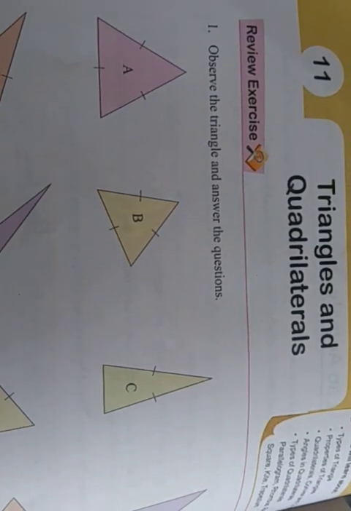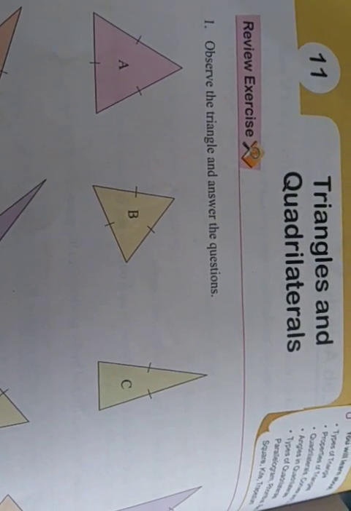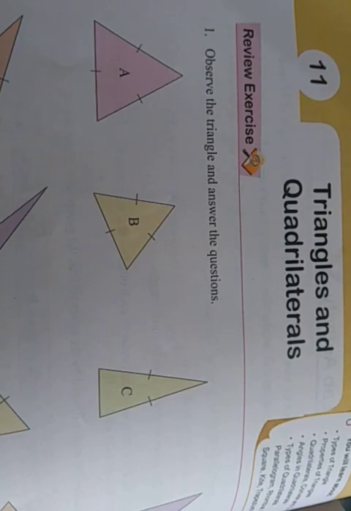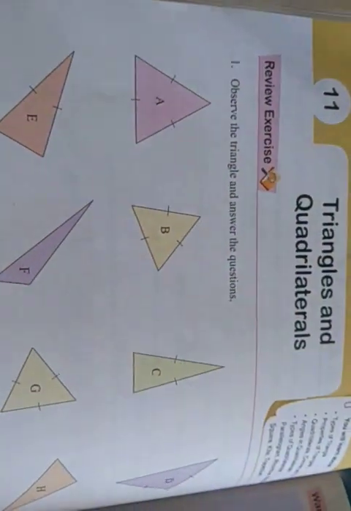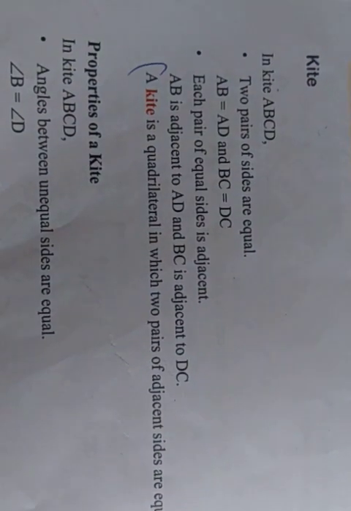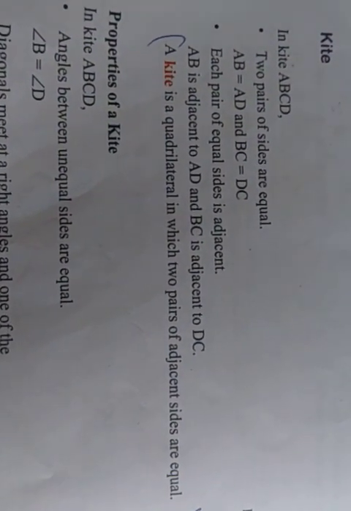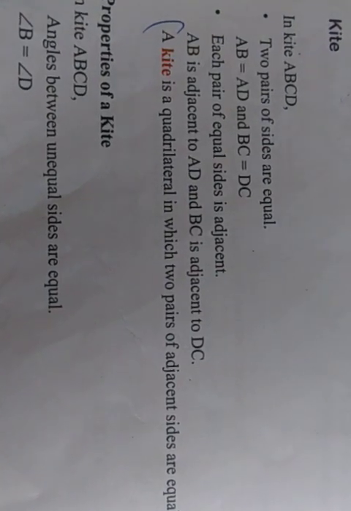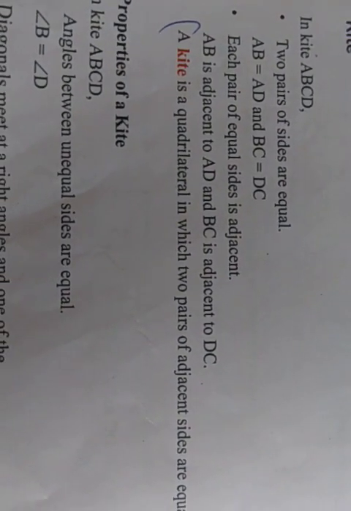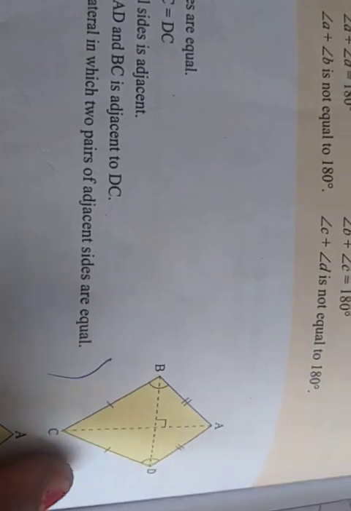Today I am going to teach you chapter number 11, triangles and quadrilaterals. My topic today is kite. Today we will learn about kite. In kite ABCD, this is the shape of a kite.